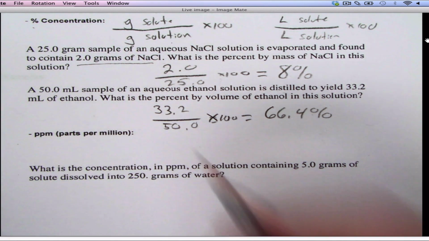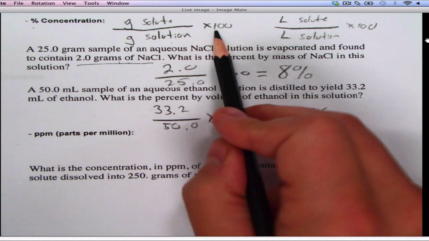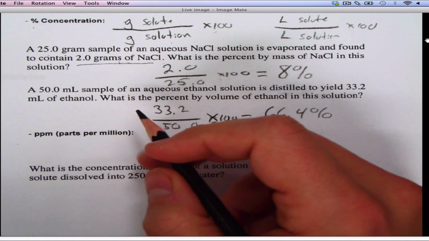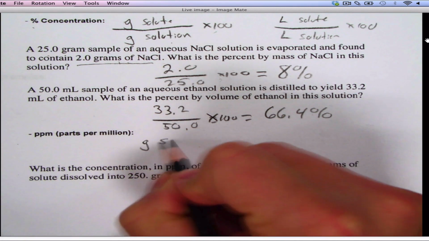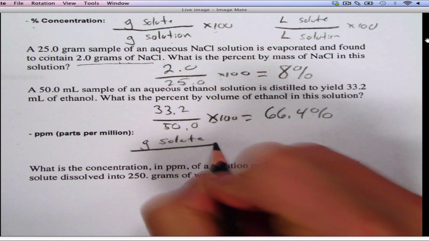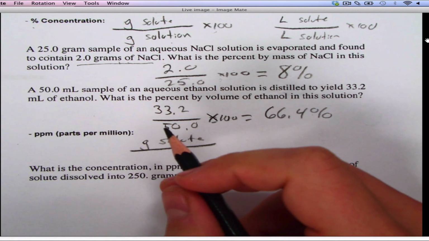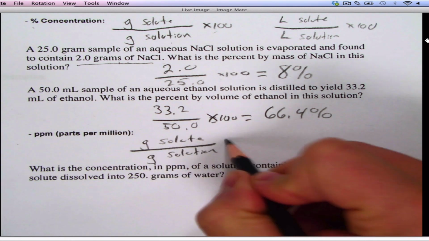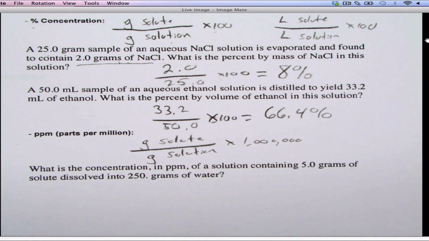And then parts per million is very similar to percent concentration, but instead of multiplying by 100, you're going to multiply by 1,000,000. So parts per million is usually the mass of your solute divided by the mass of solution, so grams of solution, but this time you multiply by 1,000,000. That's why it's called parts per million.